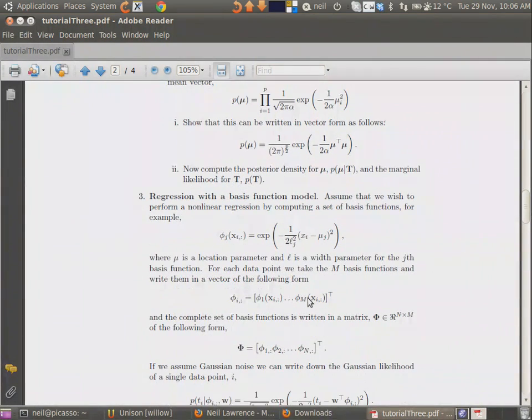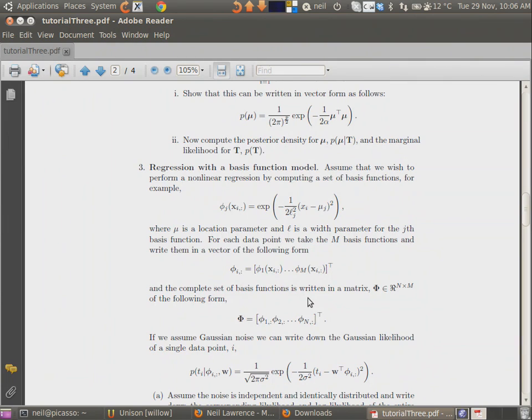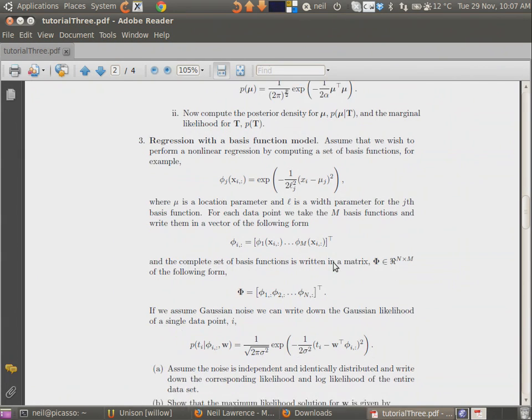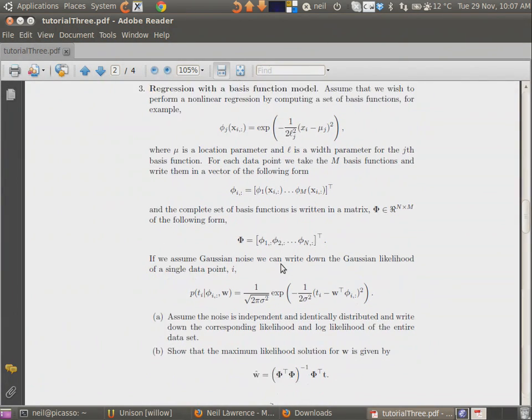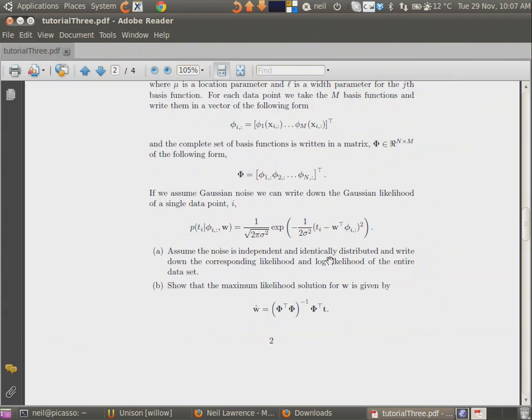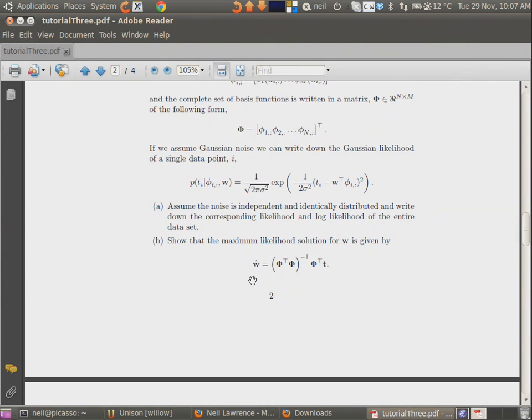Then, regression with a basis function model. So we saw that last time. So this is the basis function. It could be any basis function. I'm just saying, for example, here's a basis function. And then they're giving you a vector of basis functions, and then a matrix of basis functions, and then the likelihood of an individual data, so single output, given the basis functions and some parameters. Maximum likelihood solution for those parameters. Yep, so we've been through that in lectures.